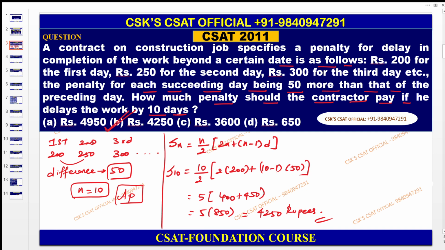So this much penalty you need to pay. First day 200, second day 250, like this we have to calculate up to the summation of 10 days. I hope you people got this one. Shall we move on to the next one? Okay, we are moving to the next one.